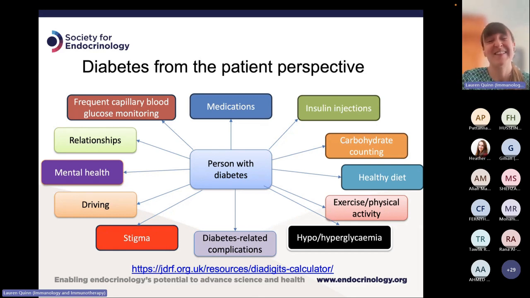It's a very long list. So you can imagine in any consultation with a person with diabetes, in that 10 to 20 minutes, there's an awful lot to cover. And it just shows the challenges that diabetes presents to the individual patient.